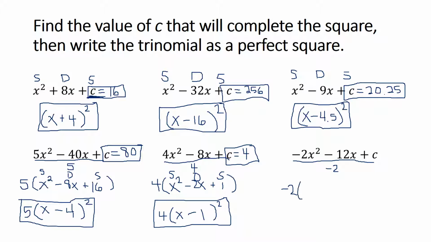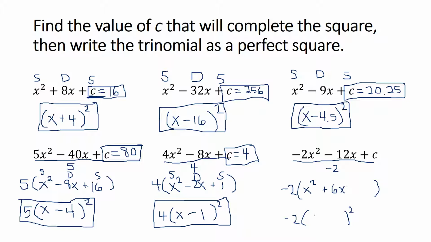So if I'm dividing these by negative 2, that'll be x squared plus 6x. And I need to find that missing value so that I can take this part and turn it into a perfect square. So negative 2 just hangs out front, and I want to make this thing a perfect square.